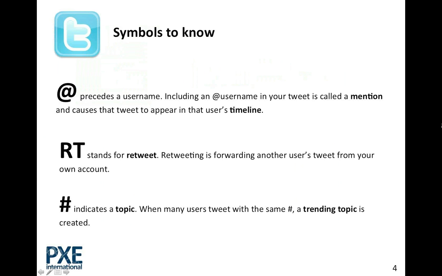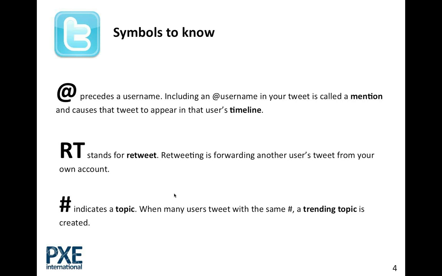I'll show you all of these in the Twitter interface in a second, but there are a few symbols to know. The first one here is the @ sign, and the @ symbol precedes the username, and if you include a username in your tweet, it's called a mention and causes that tweet to appear on that user's timeline. And again, I will show you all of this. RT stands for retweet, which means forwarding another user's tweet from your own account, and that way all of your followers can see that other person's tweet, even if they don't follow that person.